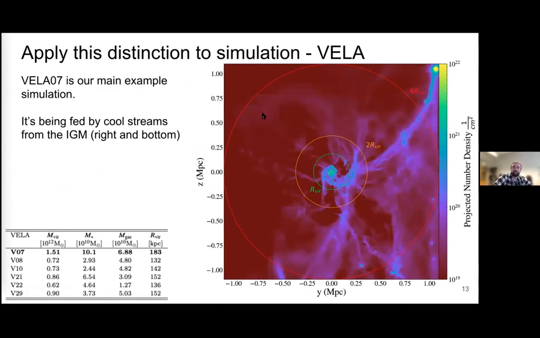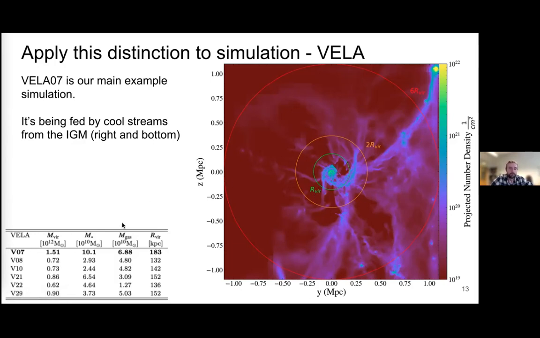This is VELA 7 at redshift 1. And this is a very, very zoomed out image. This is up to 6 virial radii. So this is outside the zoom-in region. We wouldn't want to use too much gas out here, but there's not much here, so it doesn't really have too much of an impact. So it flows in from the sides and the bottom. So we have these cool inflowing streams that are feeding this galaxy here. And the CGM of this galaxy is this green circle, which we're going to say is our R_vir.